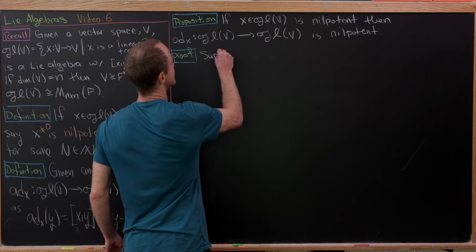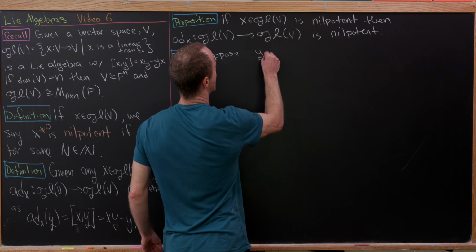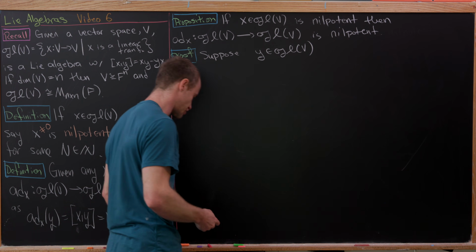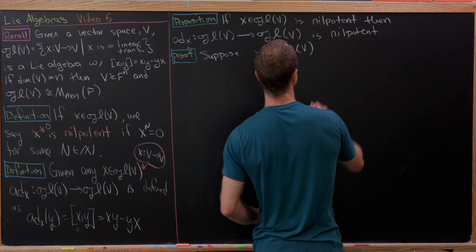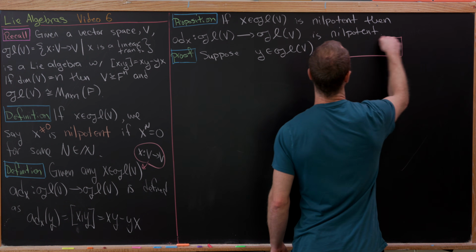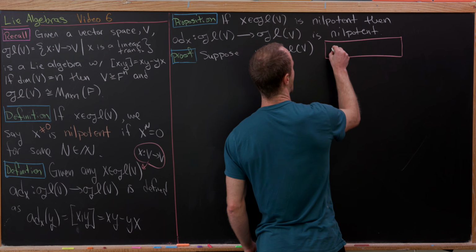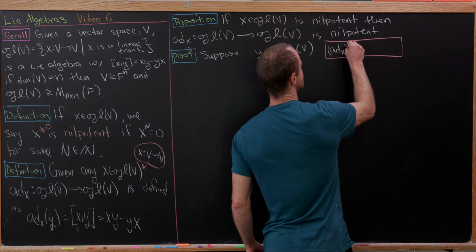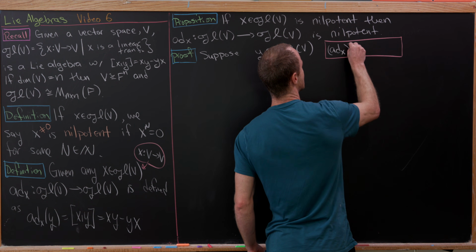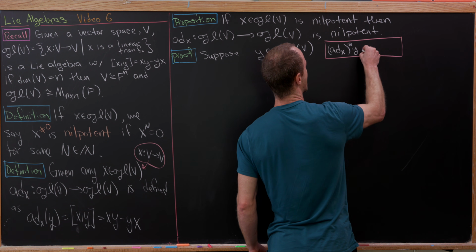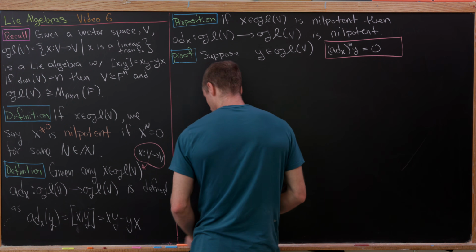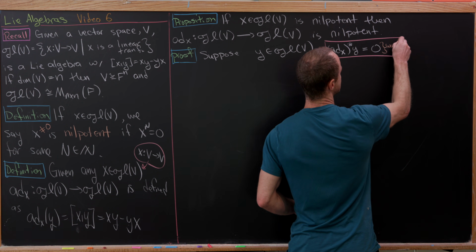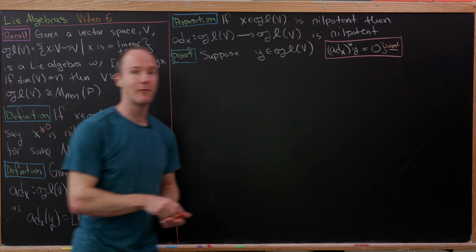Well, let's suppose that we've got any y inside of GLV, and what we want to show is that some power of ad x applied to y will give us the zero map. So we want ad x to the, maybe capital N power applied to y equals 0, the zero map, that is. So this is what we want.